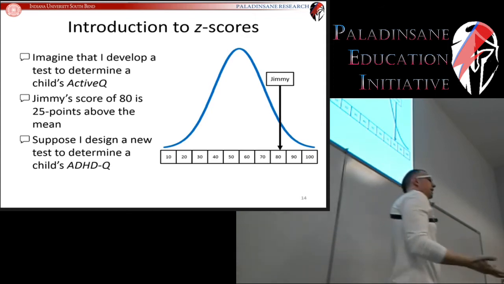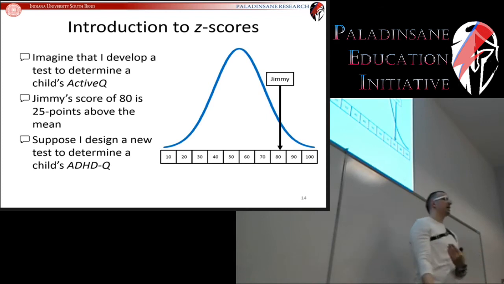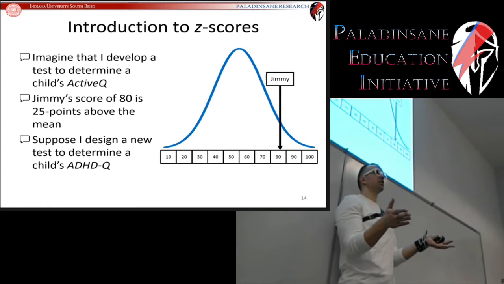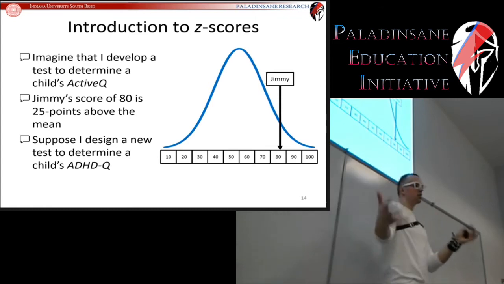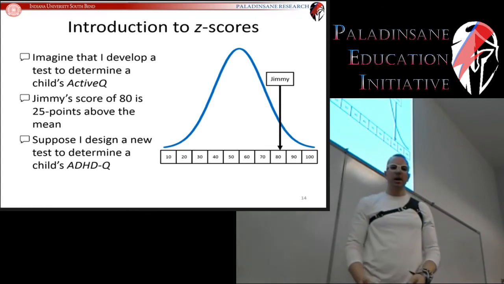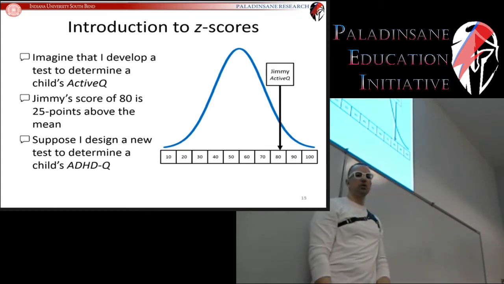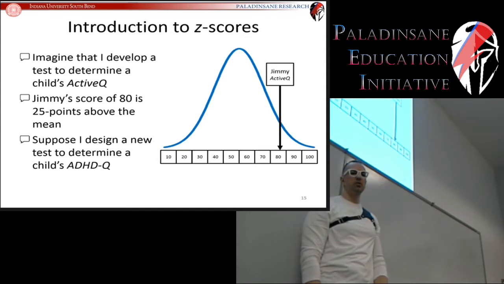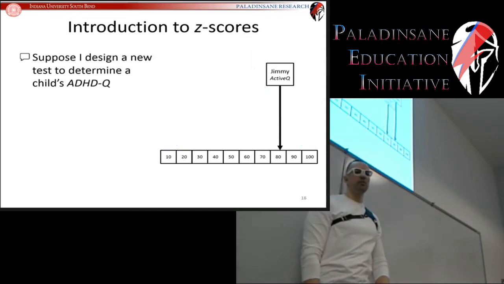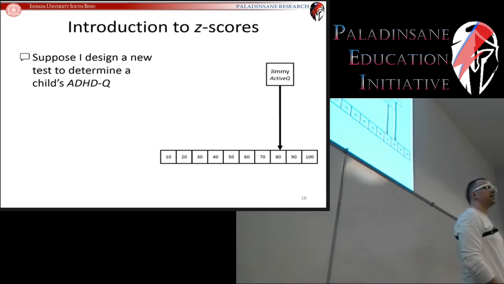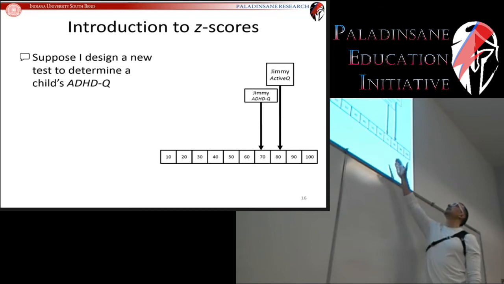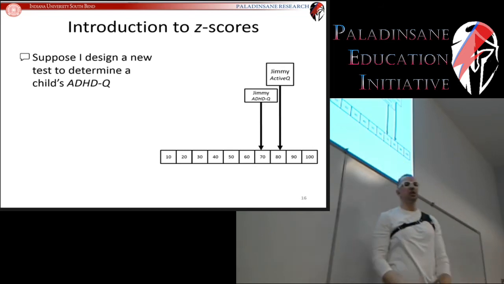So then suppose that I give Jimmy the next test, which is the ADHD Q. This assesses Jimmy's attention, right? So this is his ADHD quotient test. And let's say that we give him that test, and Jimmy's active Q is shown right there. So let's take away the distribution real quick. So that's his active Q right there. We give him his ADHD Q, and let's say that that's his score right here. So he's got an 80 on the active Q, he's got a 70 on the ADHD Q.